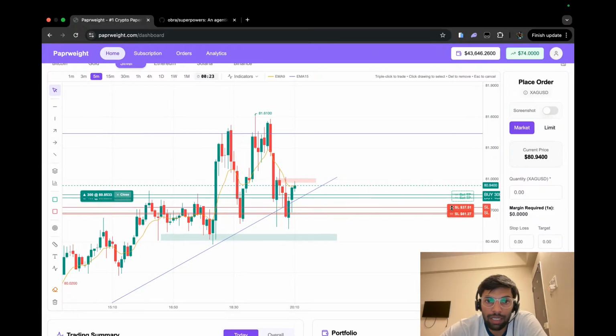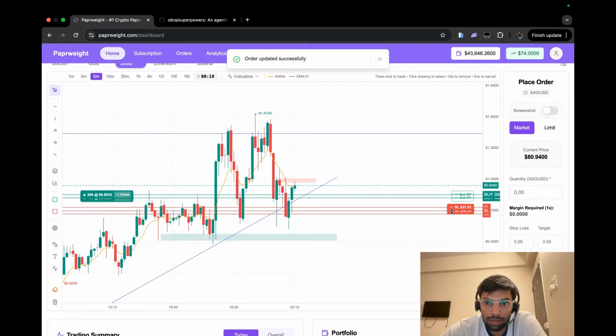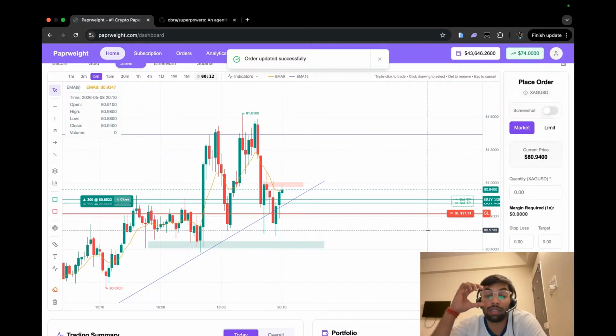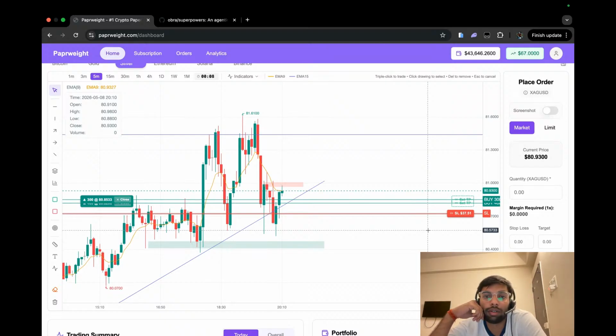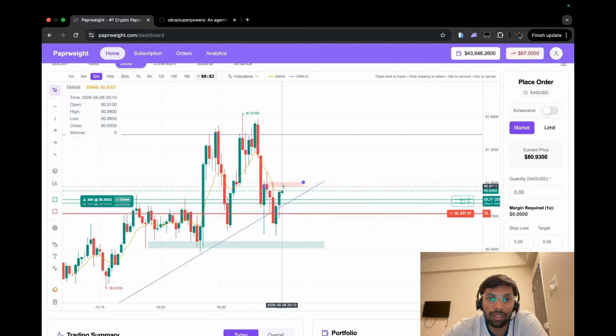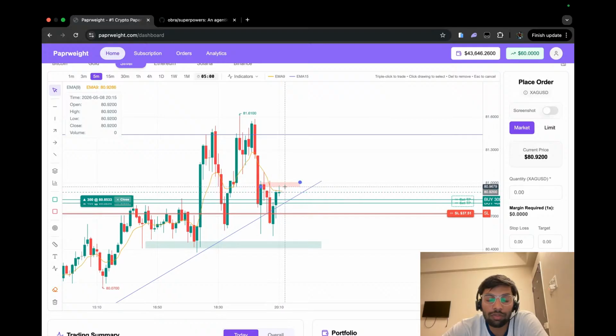Let me minimize more risk. So the risk involved in this trade is $80 max. See, since this is the area which is quite hard for this price action to cross.